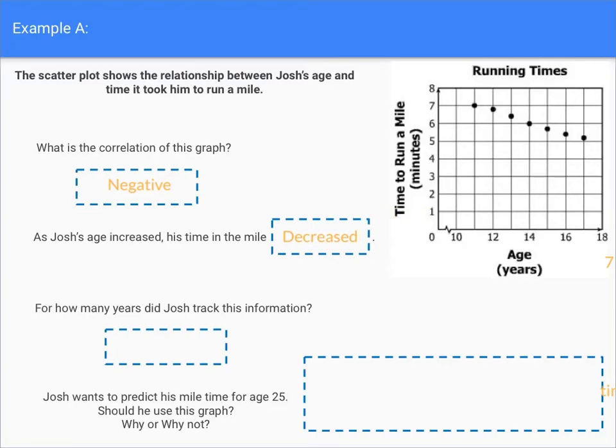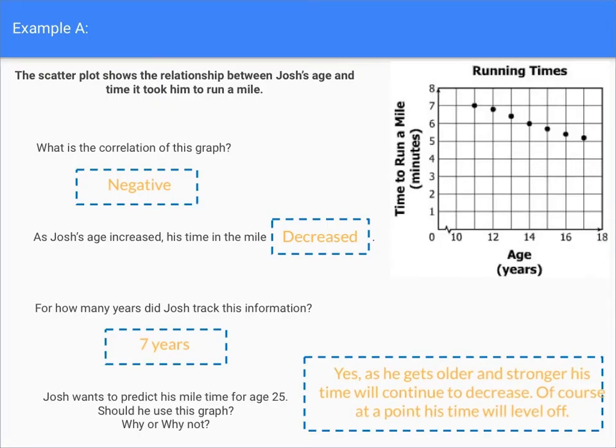For how many years did Josh track this information? So all we're going to do is count our dots there, 1, 2, 3, 4, 5, 6, 7. So he tracked this information for 7 years. So Josh wants to predict his mile time for age 25. Should he use this graph? Why or why not? Because we can see the graph stops at 18 years. So the question is, can he still use this type of trend for when he gets older? And the answer is yes. As he gets older and stronger, his time will continue to decrease.